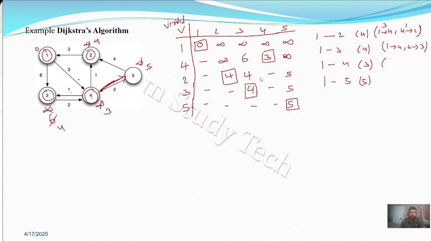Next, 1 to 4 is 3, direct 1 to 4 it is 3, so it is 3 plus 1, here it is 4, and cost is 3. And 1 to 5, here it is 3 plus 2, that is 5. So 1 to 4 and 4 to 5, 1 to 4 is 3 and 4 to 5 is 2, so that is 5. So we have to find out the distance from the source vertex to all other vertices by using the greedy method. So you can see what is the drawback here.